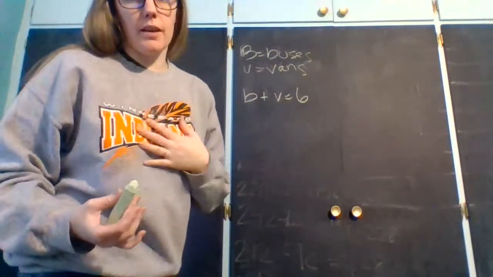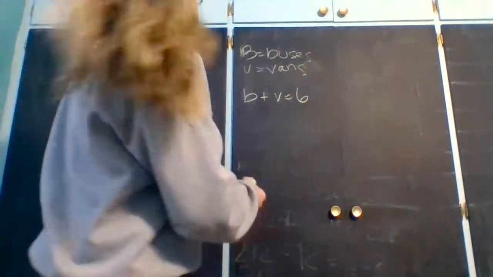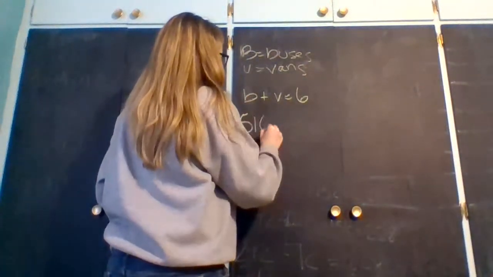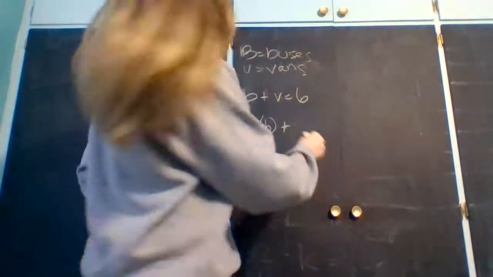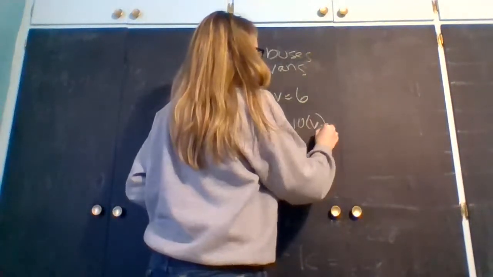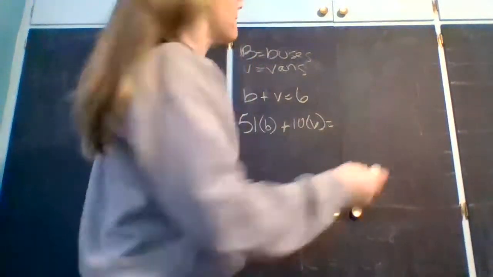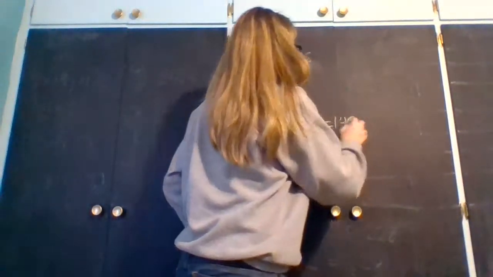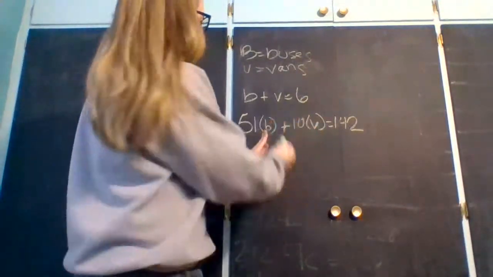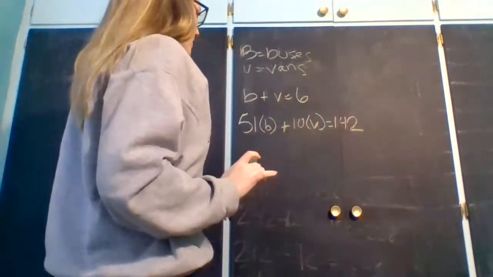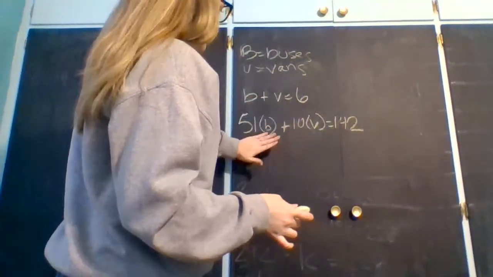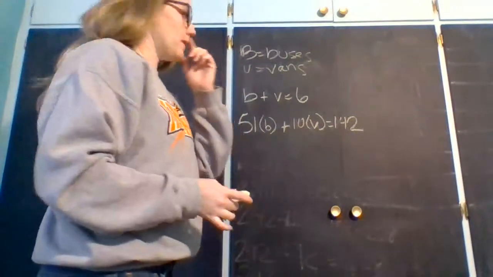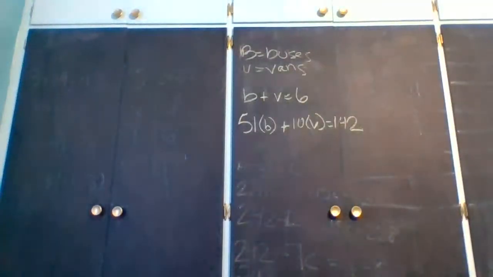And then it also says that the bus can seat 51 passengers. So I know that 51 times B plus how many can fit on a van, which is 10V, equals 142. So between my buses and my vans, with how many they hold, they need to have 142 people. So just like number 23, we're going to solve to get one of these by itself, plug it in, and go from there. Let me go grab my calculator.